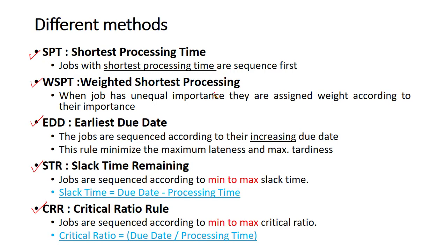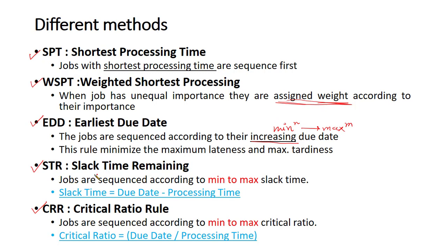Weighted shortest processing time method, in which each job is assigned a weight. So we will sequence them according to their assigned weights. Next one is earliest due date. The jobs are sequenced according to their increasing due date. It means that the job having the minimum due date will be taken first and the maximum due date will be taken at last.